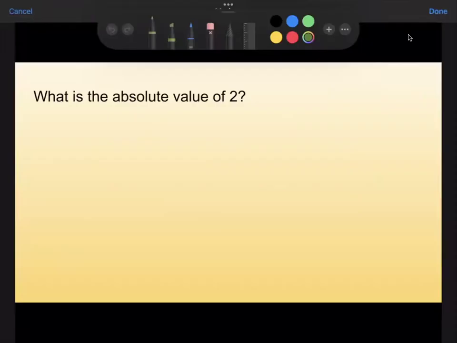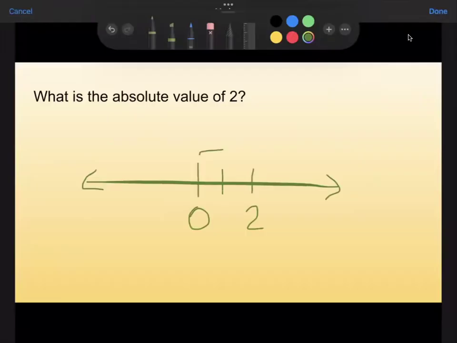Here's our next example. What is the absolute value of 2? Now, sometimes you'll see absolute value written out, sometimes you'll see those bars. So we need to find the distance that the number 2 is away from 0. So I can do that by drawing a number line, putting 0 in the middle, and then going out 2 units to the number 2. Now the distance between 0 and 2 is 2 units. So that means the absolute value is 2.